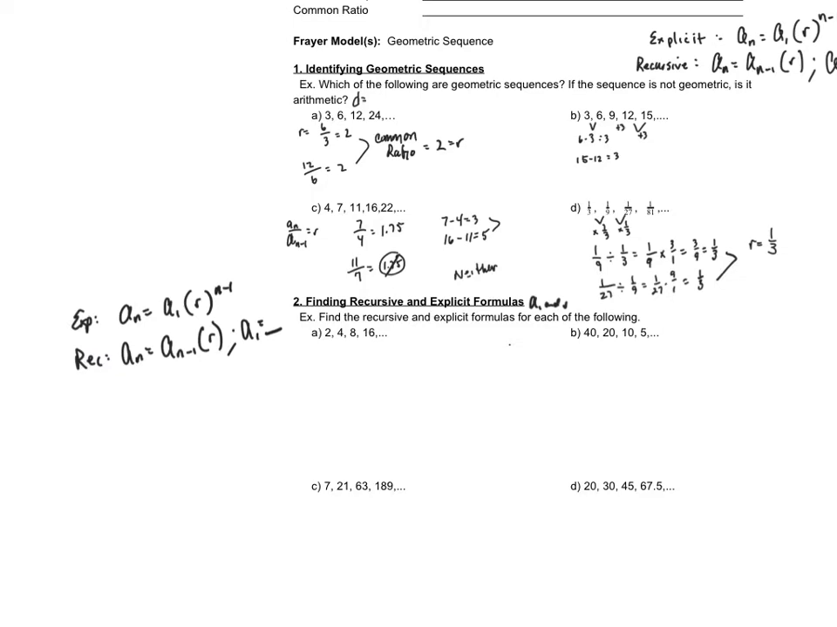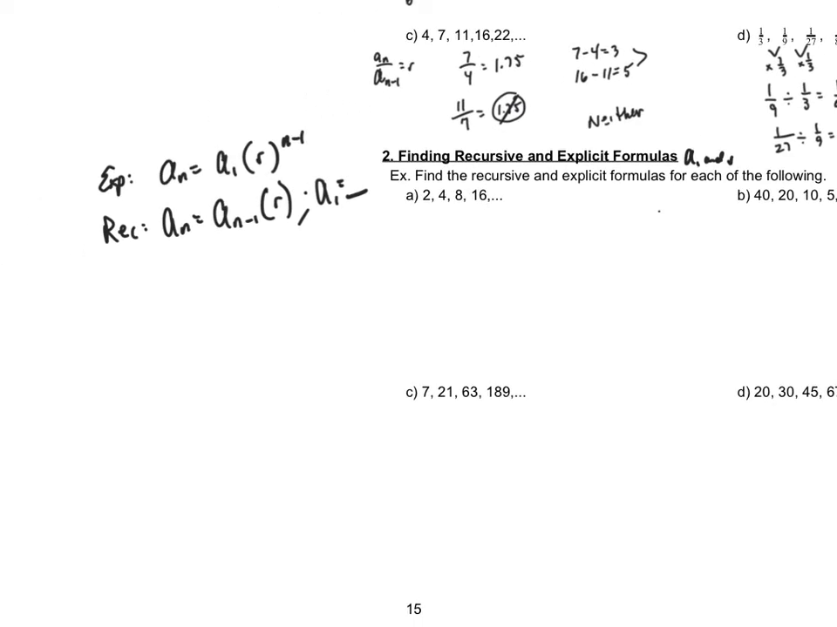So finding my r value here, first of all, r is going to be equal to 4 divided by 2, which is 2. And if I check it again, r is equal to 8 divided by 4, which is 2. So we know that my r is going to be 2. And then a1 is going to be that first term. In case you've forgotten, that's my first term, then I have a2, my second term, a3, my third term, a4, and so forth. So a1 is going to be 2.